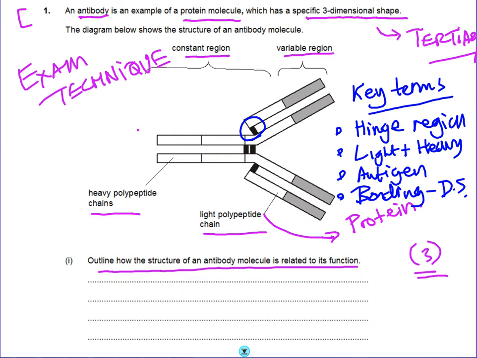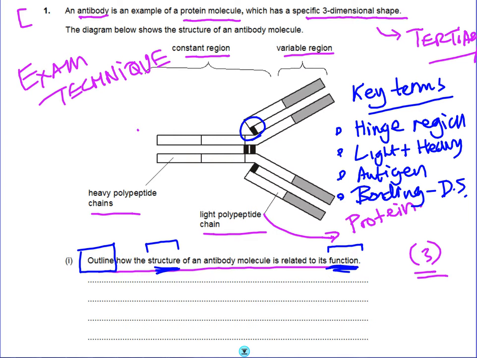So the question then says, outline how the structure of an antibody molecule is related to its function. I've got to circle the command word there and say, right, I'm outlining. I'm not describing, I'm not explaining, I'm outlining. That means give a general overview of all the aspects of how the structure, so how it looks, how it's made up, of the antibody is related to its function, its job.